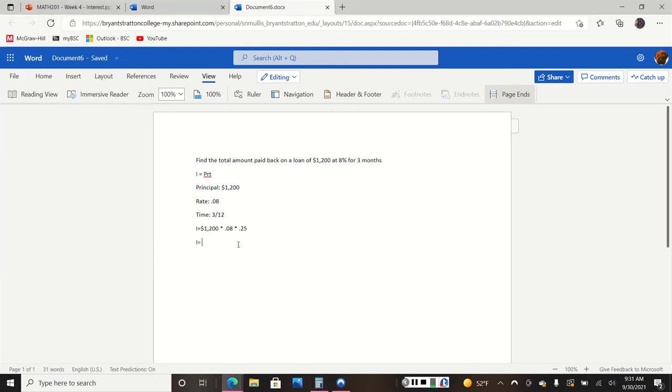That's how much interest we paid. So $24. So the total amount that we paid is the interest payment plus the principal amount. So 1200 plus 24 will give us $1,224. So that's the total amount that was paid.